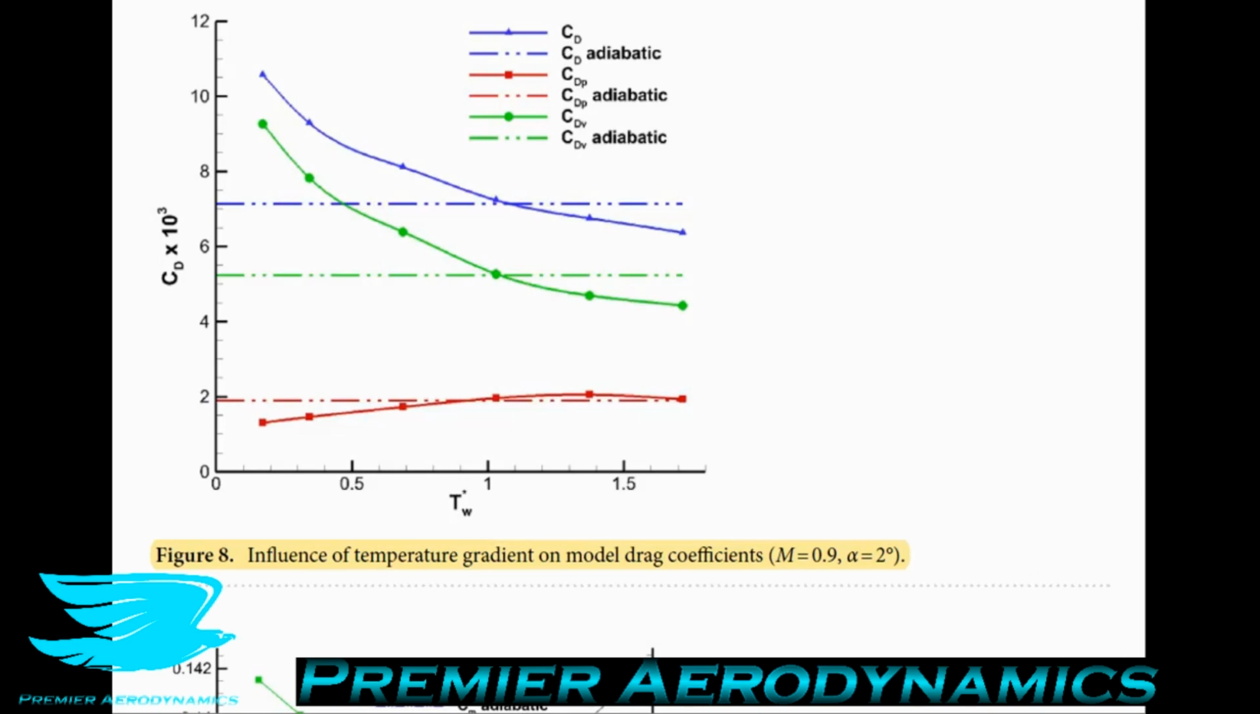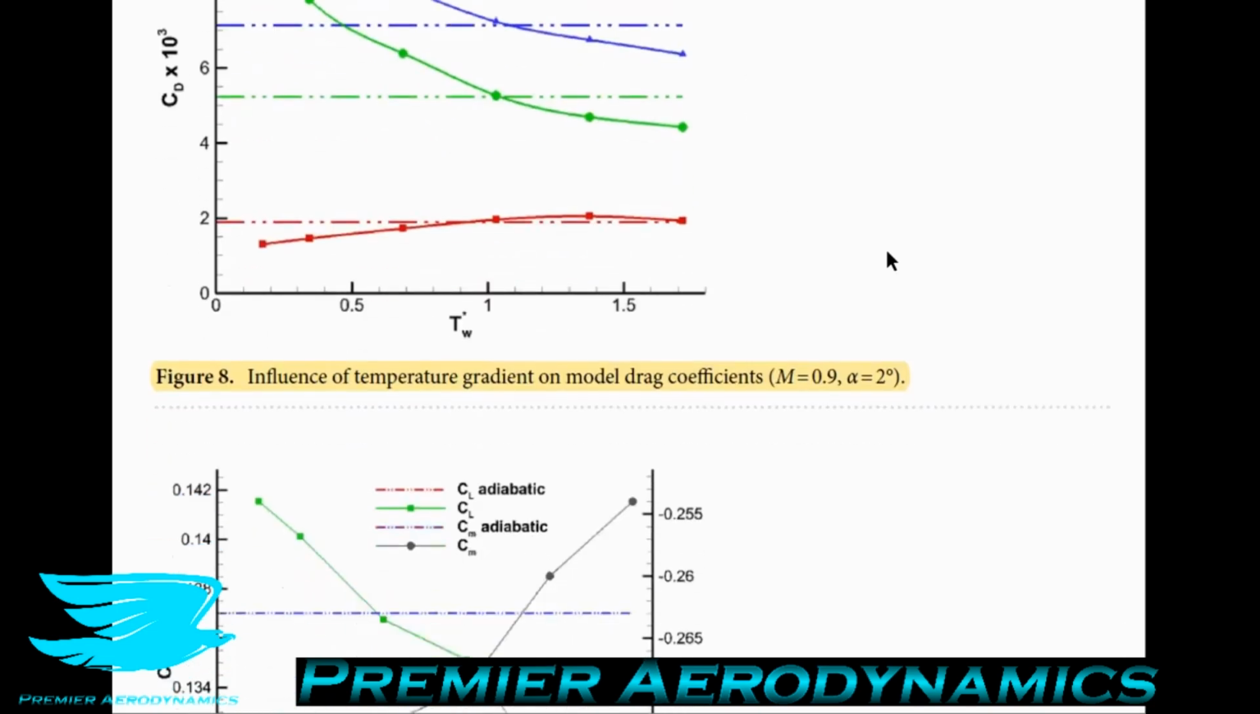So figure 8, the wall temperature gradient has an opposite effect on the friction and differential pressure drags. The specific performance is that with the increase of wall temperature, the viscous drag gradually decreases while the differential pressure drag slowly increases with a small amplitude. So that's what I mentioned earlier, just in different words.